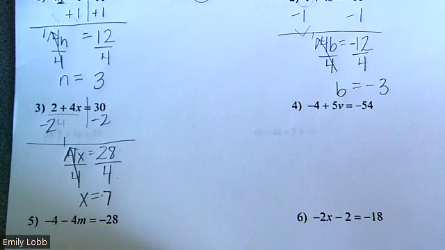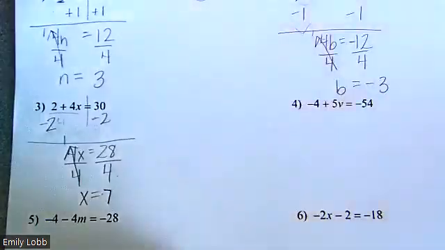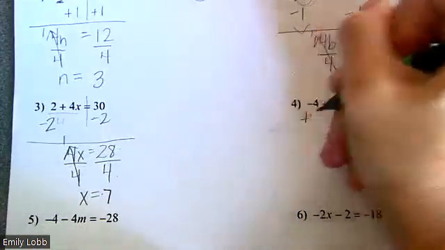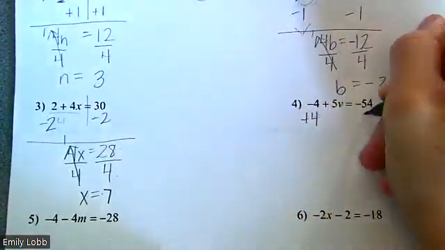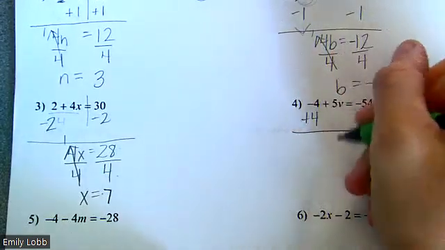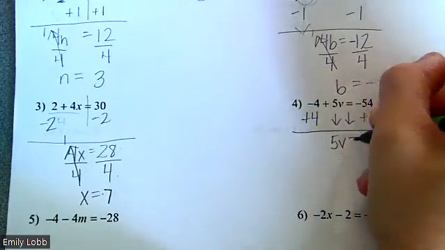All right, what do we need to get rid of first for number 4? The -4. So how do we do that? How do we make that a 0? Good. We use the inverse. So -4 plus 4 is 0. I'm bringing down the 5v. I'm bringing down my equal sign.